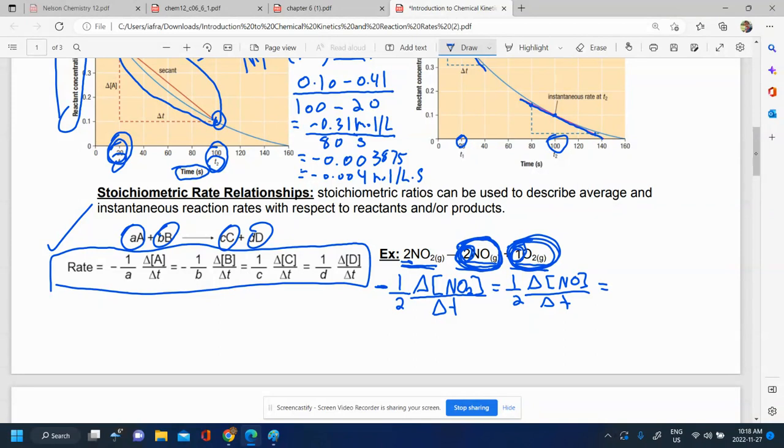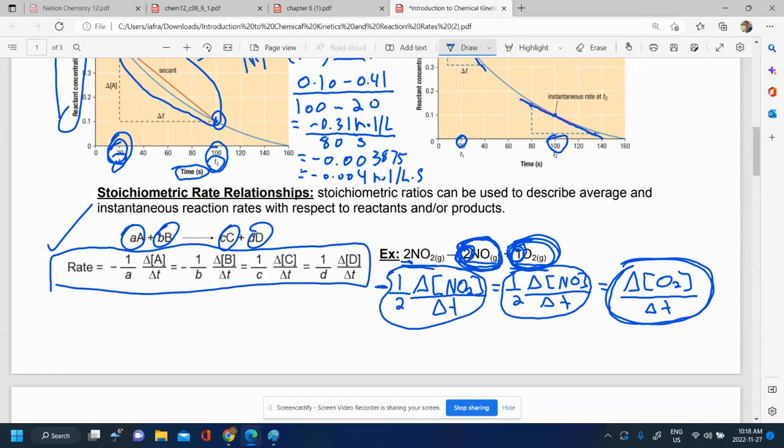now here we just have a 1, so we don't really need to put anything, just 1 over 1, which is just 1. So just a change in concentration of O2 over change in time. So essentially what we're saying here is that O2 is produced at half the rate of NO. Or you could say O2 is produced at half the rate that NO2 is consumed at.